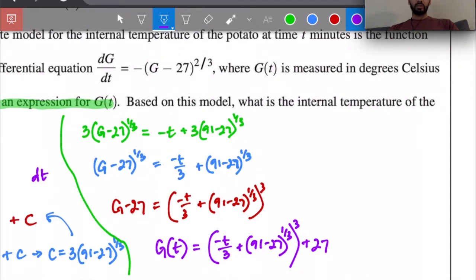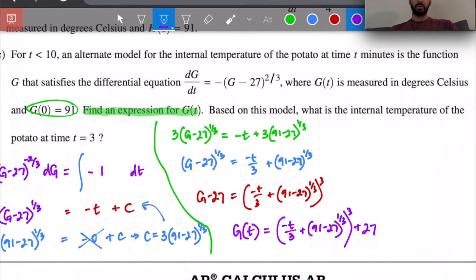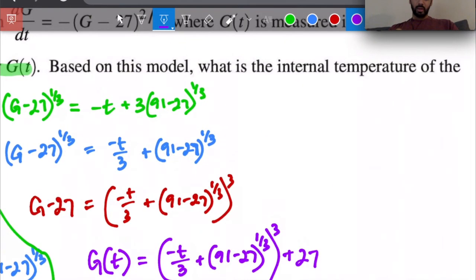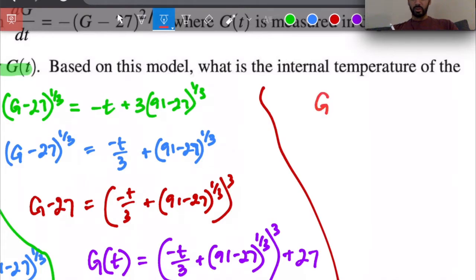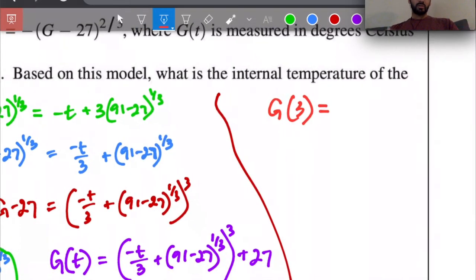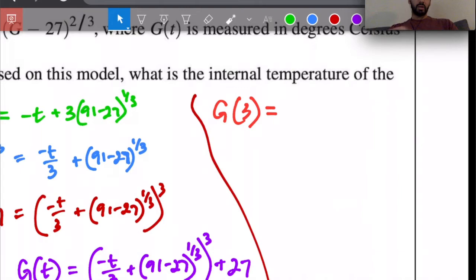And it is asking us what is the internal temperature based on this at time t equals 3. So my last step now, let me block all of this off, I'll pick a new color, is to find g of 3. And since it is acceptable to leave my answer as a numerical expression, unsimplified, take advantage of that.